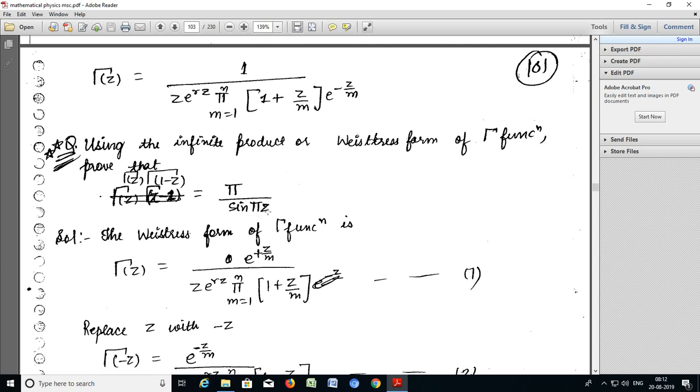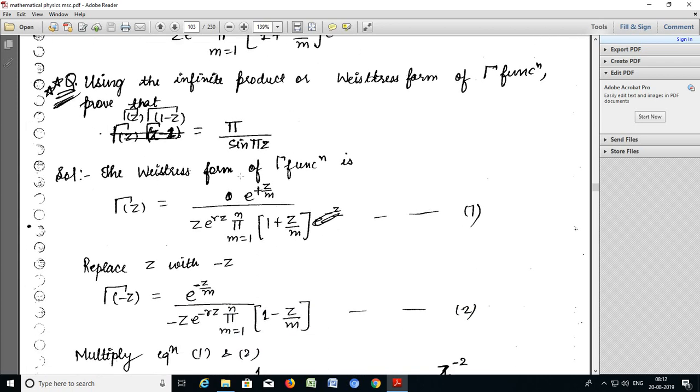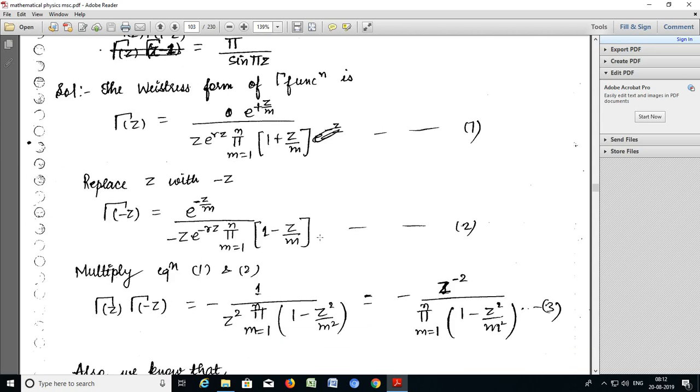Next question, very important. Using the infinite product or Weierstrass form of the gamma function, show that gamma z into gamma 1 minus z is equal to pi over sine of pi z. The Weierstrass form of the gamma function is e to the power minus gamma z over z, product m equal to 1 to n of 1 plus z by m, e to the power z by m.